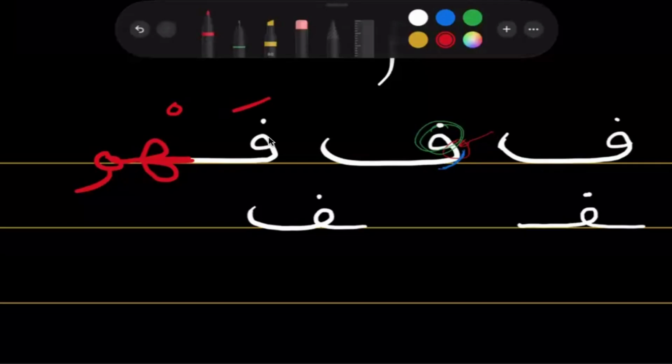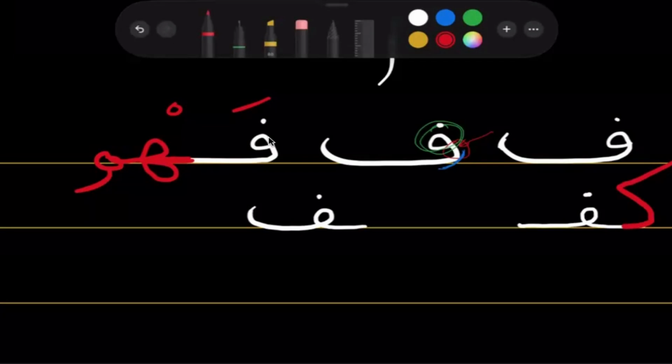Okay. And what about in the middle here? Like, for example, here's a word you know. First letter, let's say, is kaf. Second letter is fa. So you see it connecting from the letter before it. And then the letter after it is ra. What's that word? You know that one? Kufr.